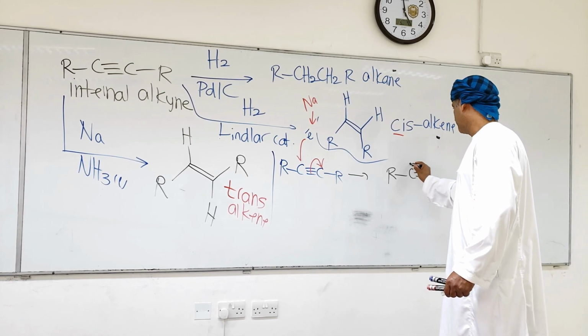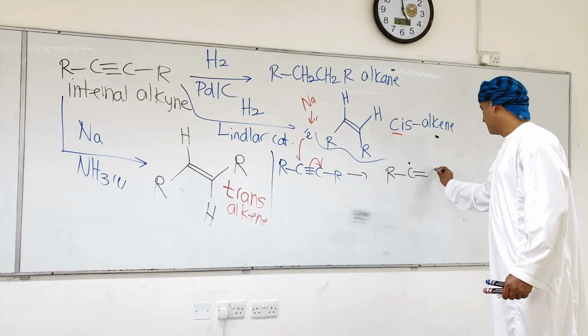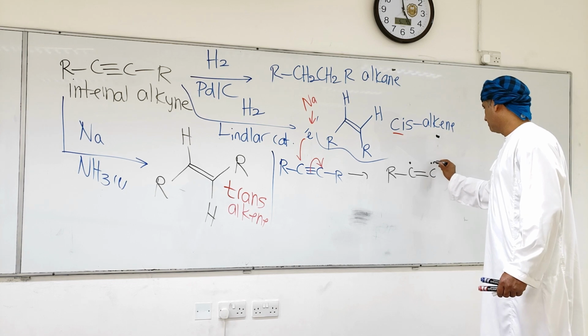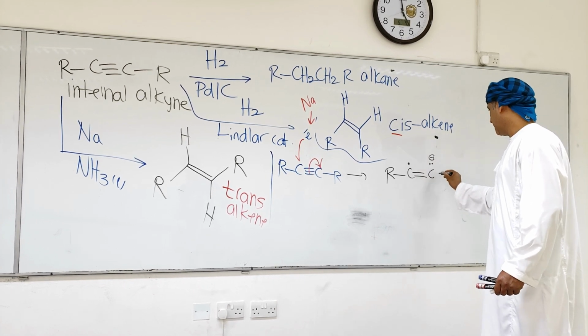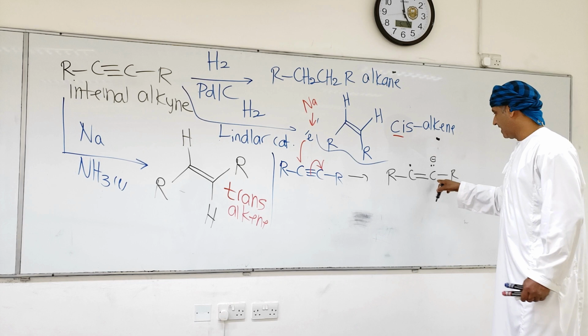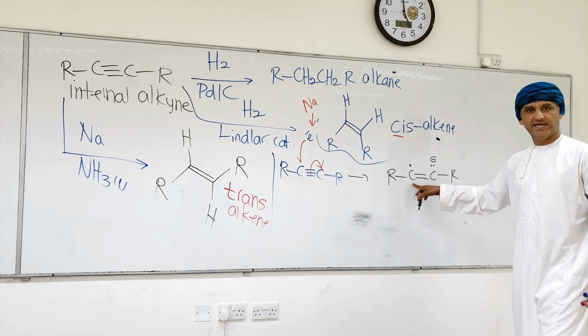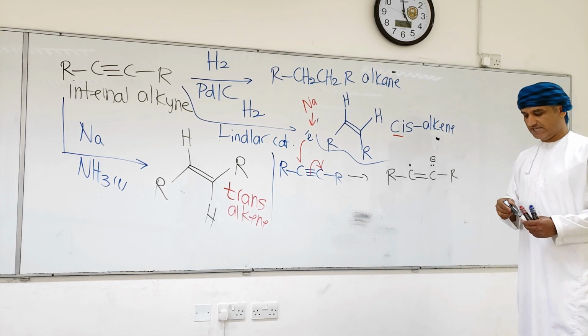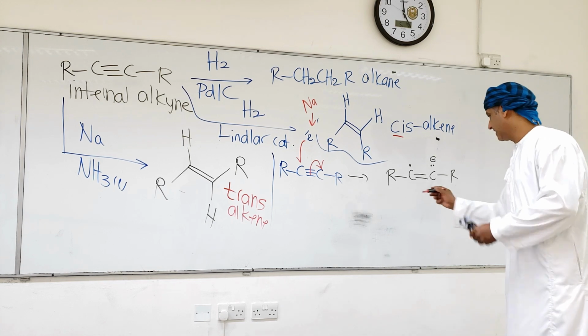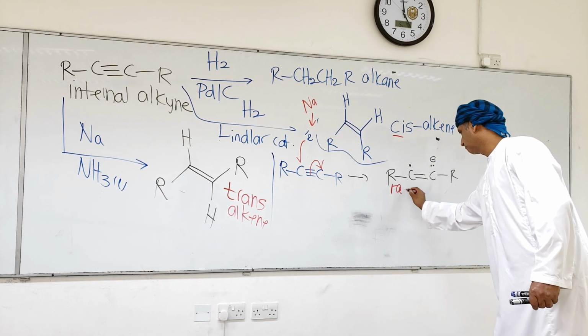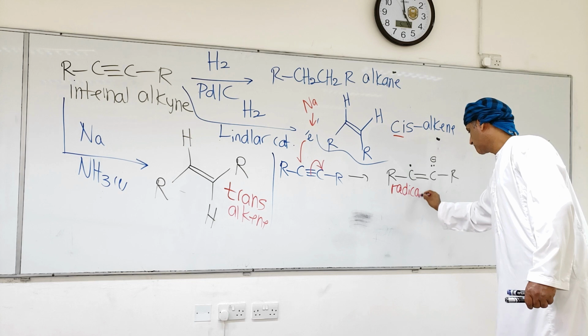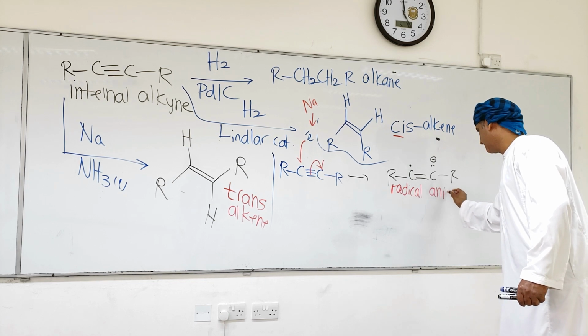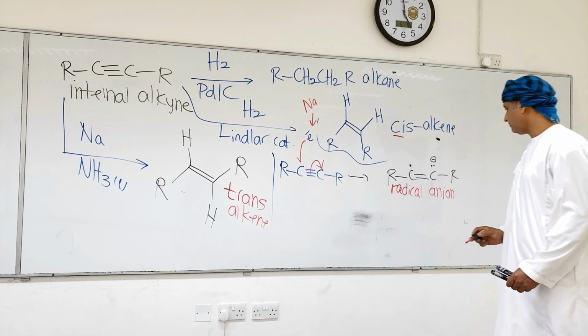Now we will have an electron on that carbon and two electrons on the nearby carbon. So this is an anion, and also this is a radical. This type of intermediate is called a radical anion. So this is a radical anion.